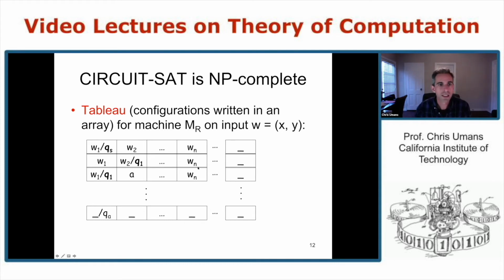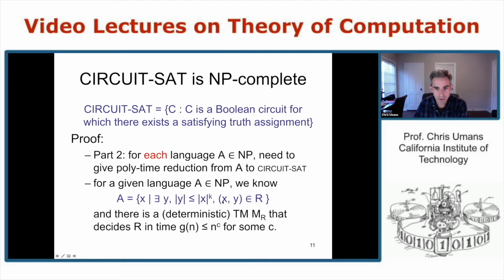And if you organize those configurations of a Turing machine M sub R on a given input as it runs, one after the other, one on top of the other, that's called a tableau, and then you pad them out so you make a nice array. So in this example, the machine we're thinking about is M sub R, the verifier for the NP language A that we're talking about. So that's our polynomial time Turing machine. It has its input W, which in fact comes in two parts: the X and the Y. Just to remind you, the two parts of the input are the X, which is the instance of A, and then Y, which is the purported witness.